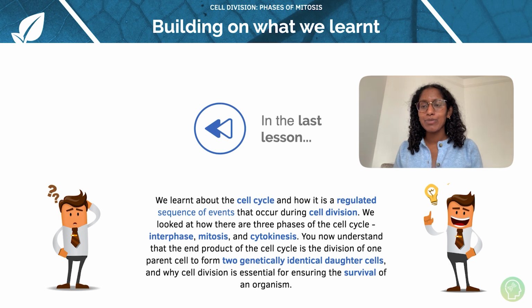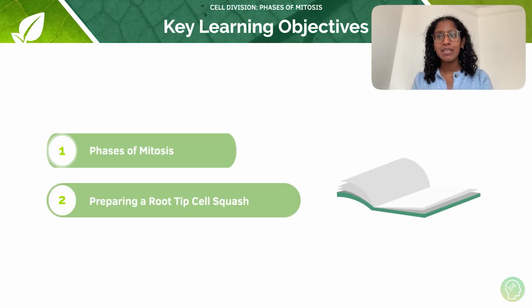So just to recap what we did in the last lesson, we learned about the cell cycle and how it is a regulated sequence of events that occur during cell division. We looked at how there are three phases of the cell cycle: number 1, interphase; number 2, mitosis; number 3, cytokinesis. And you now understand that the end product of the cell cycle is the division of one parent cell to form two genetically identical daughter cells. And we also understand why cell division is essential for ensuring the survival of an organism.